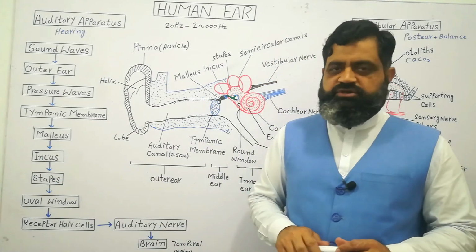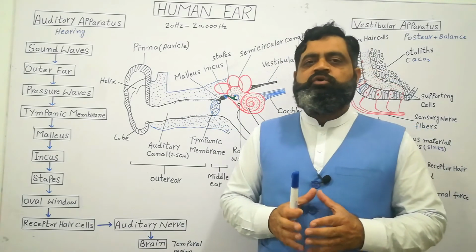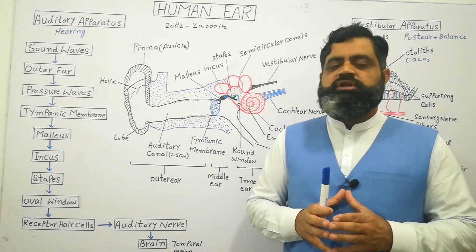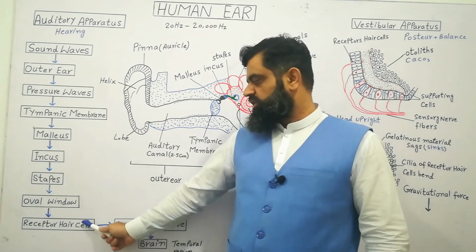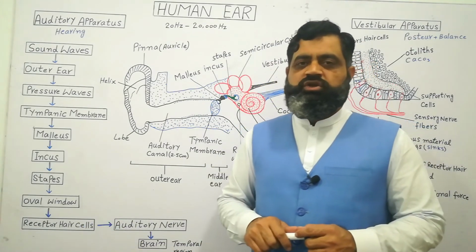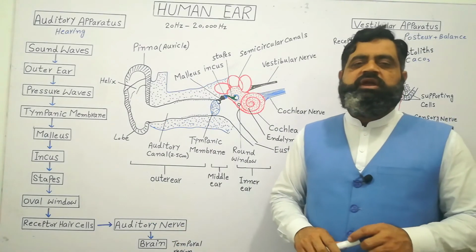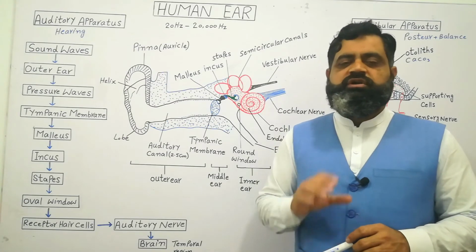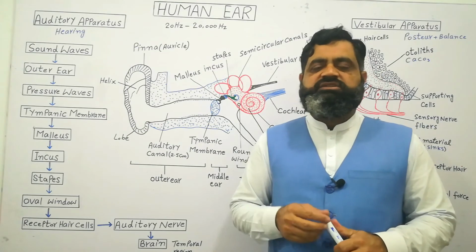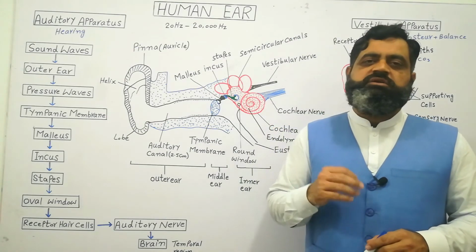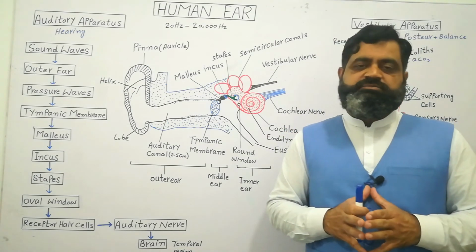Vibrations of the stapes are transferred to the oval window, and from the oval window these vibrations reach the cochlea, where the fluid in the cochlea, the endolymph, starts to vibrate. These vibrations are transferred to receptor hair cells present in the cochlea, which generate a nerve impulse. This nerve impulse reaches the auditory nerve, and the auditory nerve transmits it to the brain, the temporal region of the brain, where sound is detected as a familiar or unfamiliar sound, either music or noise. So in this way, the whole process of hearing takes place.